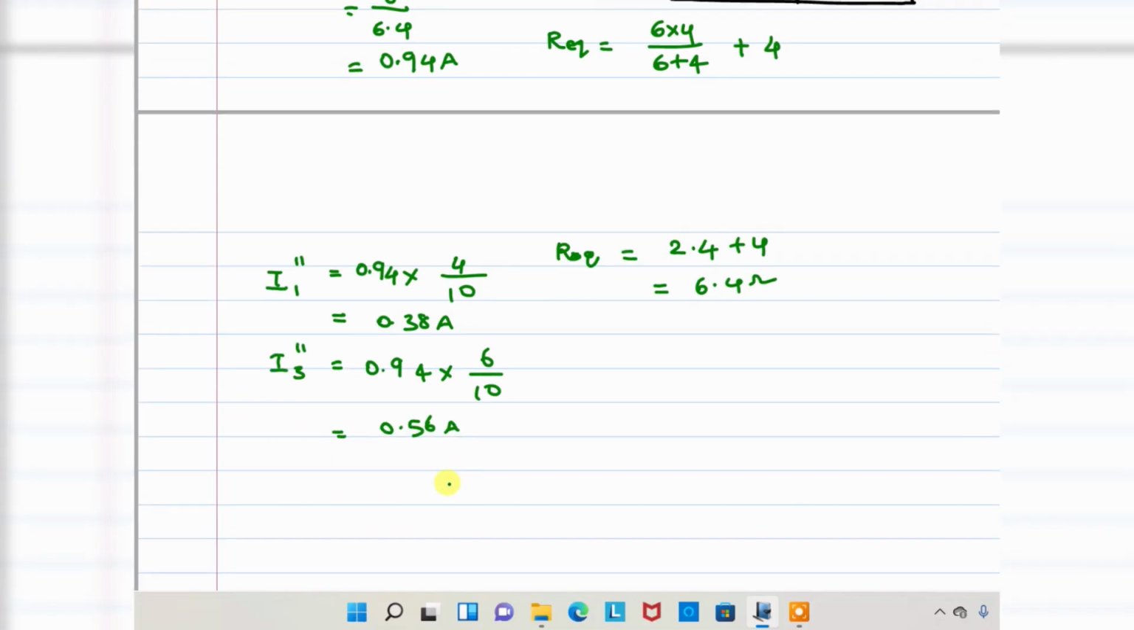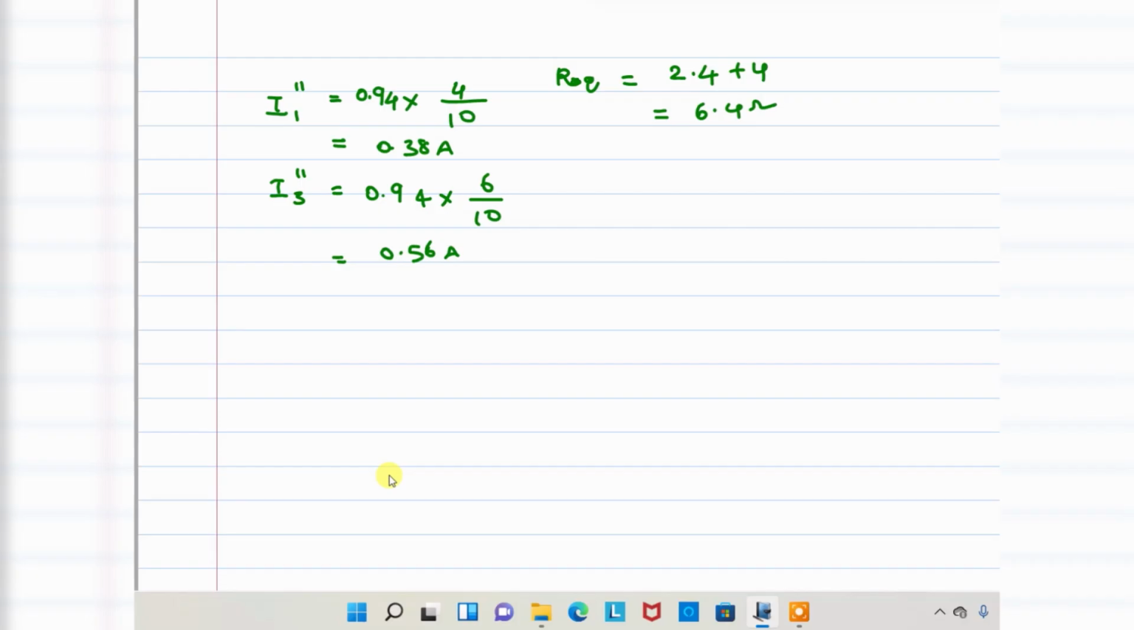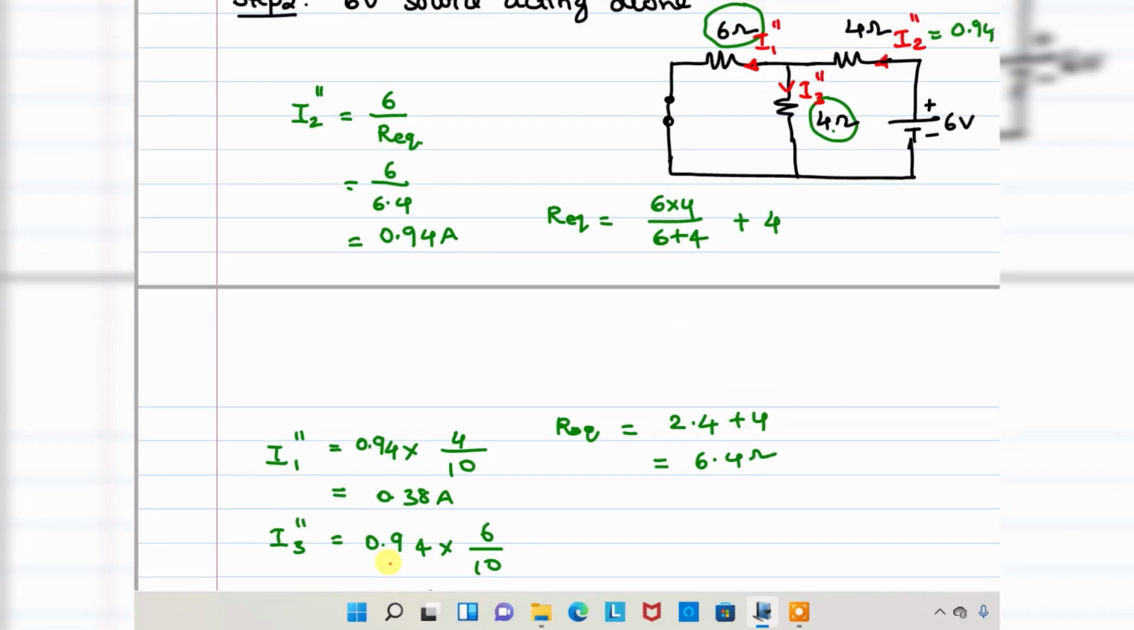Finally, I got all the currents, right? I want the total currents, so total currents I1, I2 and I3. If you look at here, I am going to copy the circuit here.